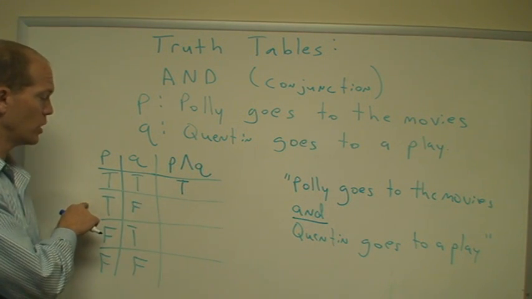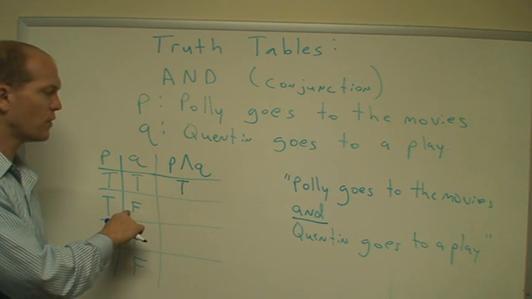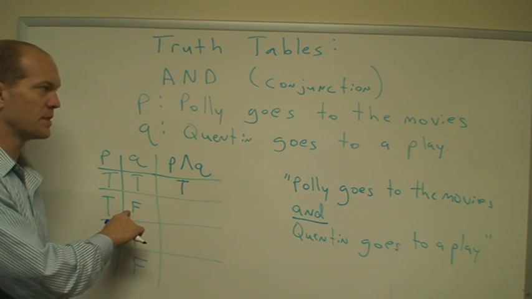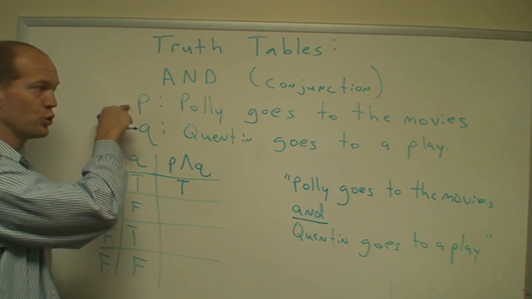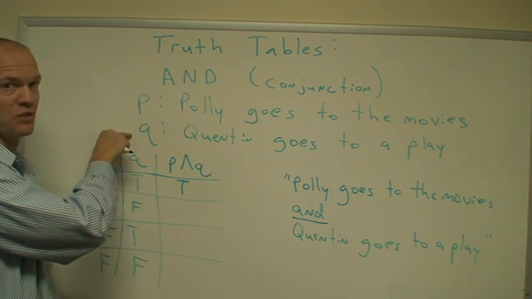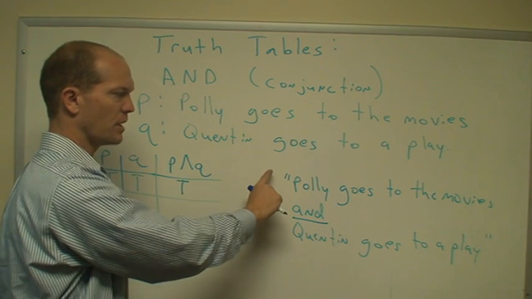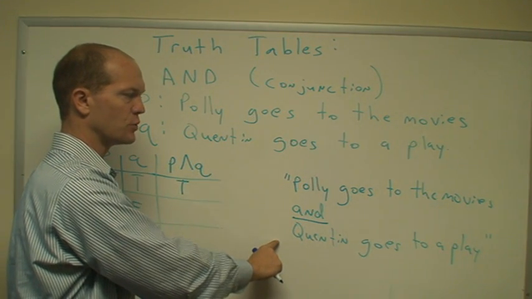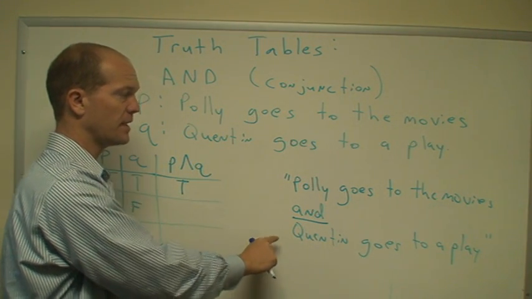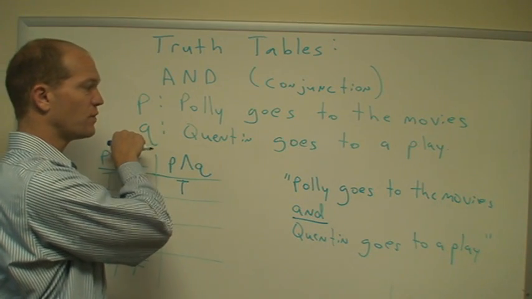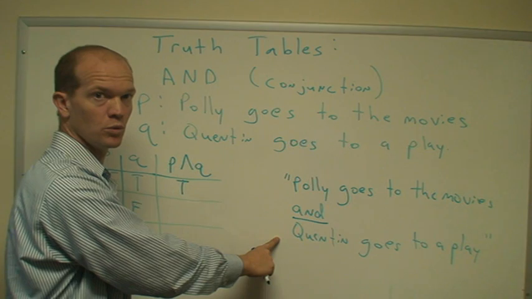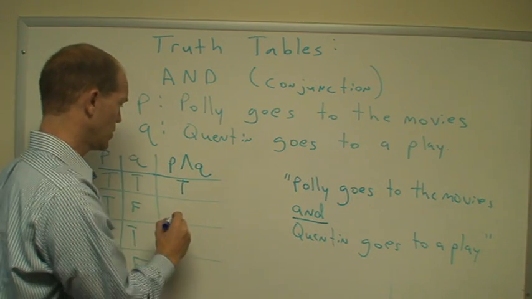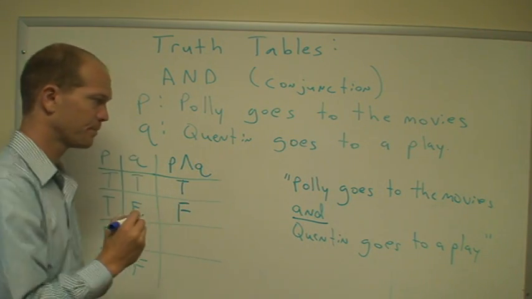Moving on to the second row, where P is true and Q is false, let's examine the statement again. Polly goes to the movies, the statement is true. Quentin goes to a play, the statement is false. What do we know about the statement Polly goes to the movies and Quentin goes to a play? In this case where Q is false, if I told you this, would you consider that to be true? I wouldn't, so I'm going to call this false.